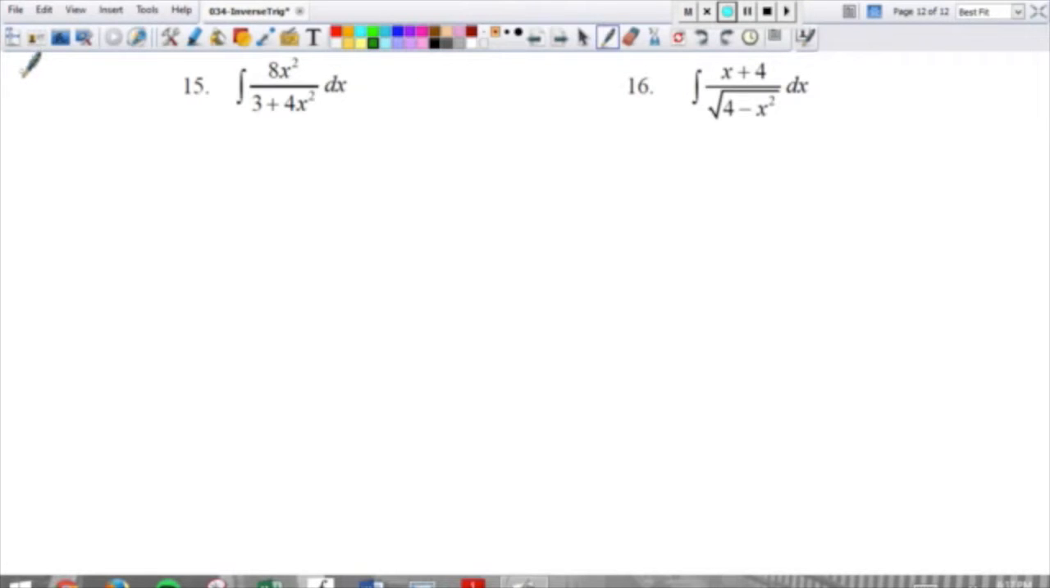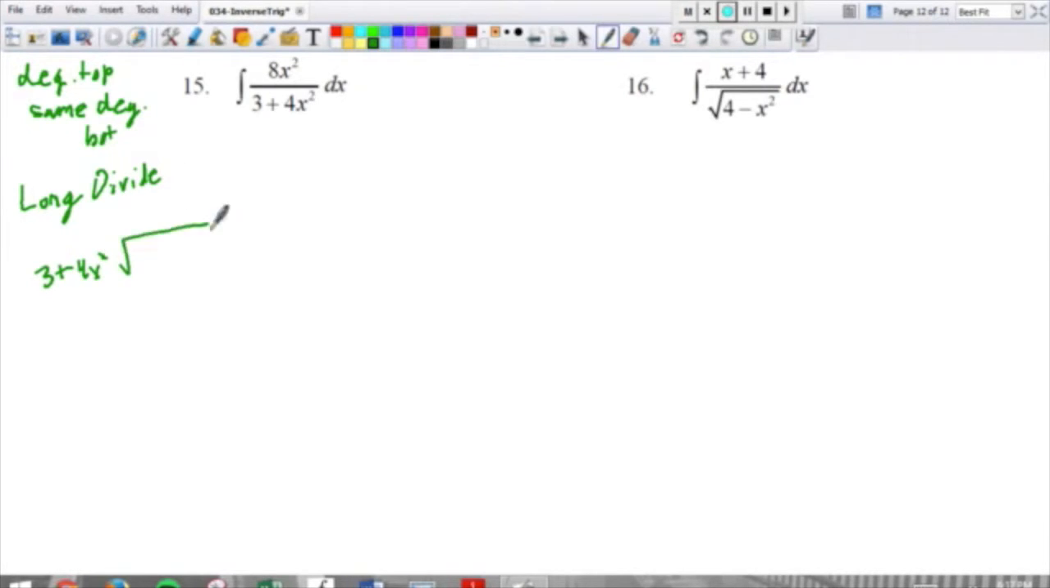Degree top is the professional way of saying it, is the same as degree bottom. The degree of the top, the highest power on the top, is the same as the highest power on the bottom. So long divide, guys. You gotta long divide. What about synthetic division? Nope, doesn't work, because that is not a nice polynomial.